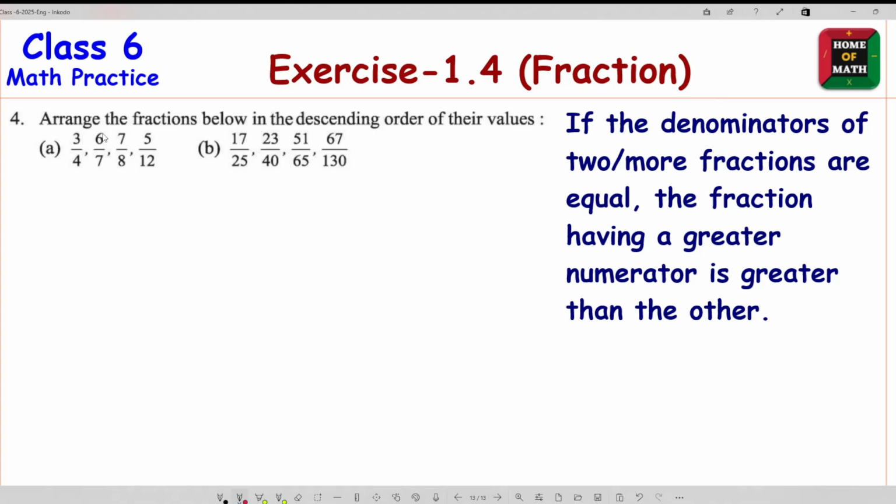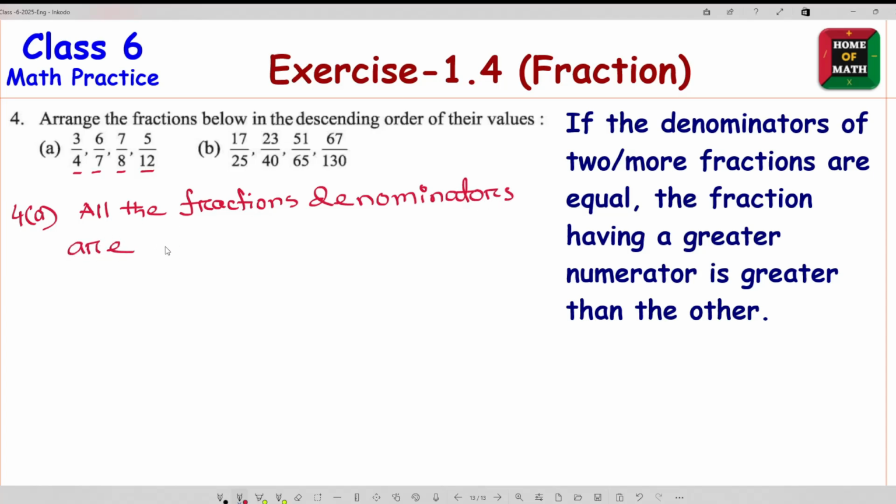Today we are trying to solve number 4 also. Number 4, arrange the fractions below in the descending order of their values. So first we have to find out the LCM of these fractions denominator, right? So number 4a, so all the fractions denominators are what? 4, 7, 8, 12.